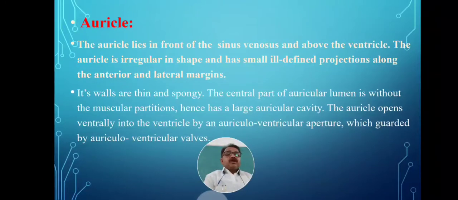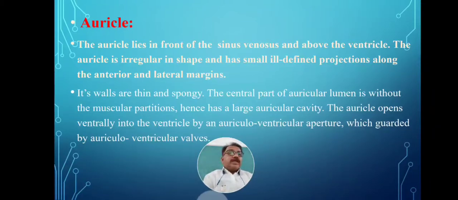The opening between the auricle and ventricle is called the auriculoventricular opening or aperture, because it is asked in MCQs. The wall present between the auricle and ventricle is called what? Or, the auriculoventricular aperture is guarded by which wall? It is guarded by the auriculoventricular wall.